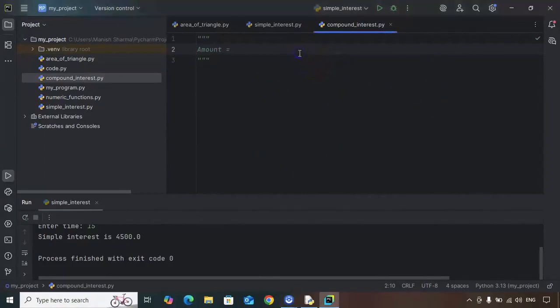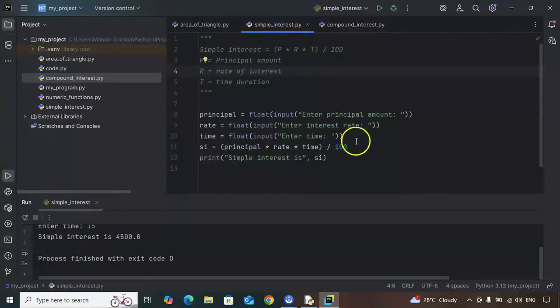So let's write this. So amount is P, 1 plus R divided by 100, to the power of T. And compound interest is amount minus P, where P is principal, R is the rate of interest, and T is the time, right? Now let's try to simply calculate this. So again, take the inputs. I'll simply copy paste from here.